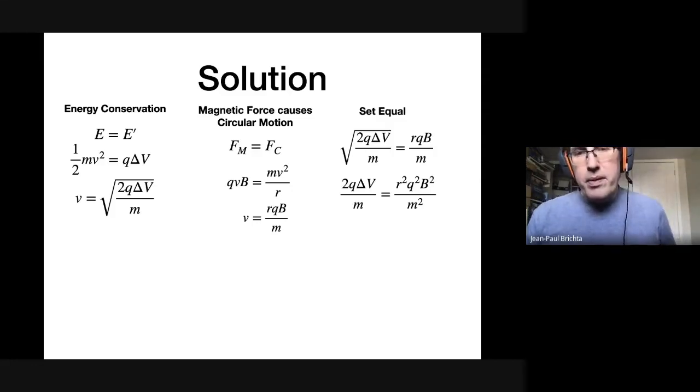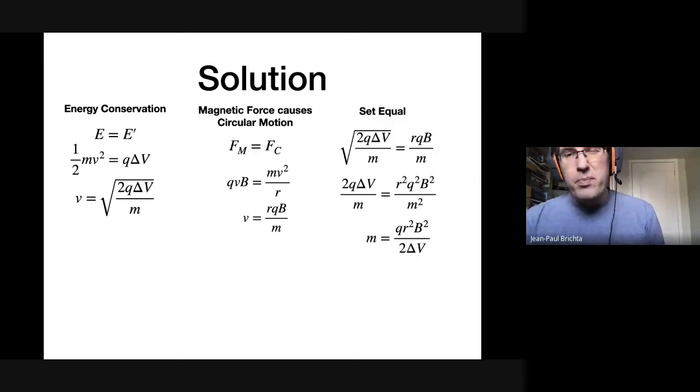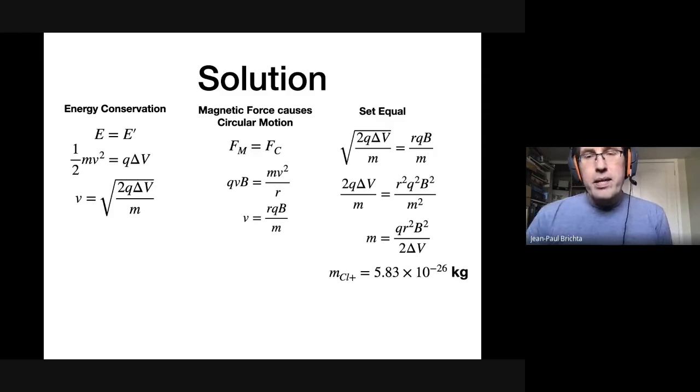So this is a bit of a mess here, but if we square both sides, then you can see a couple of cancellations will occur. We can divide one of the charges from both sides, and we can divide mass from both sides. And so we get this nice expression. Well, it's not that nice, but you know what I mean. We get a nice closed form expression for the mass, which is equal to charge times radius squared times magnetic field squared divided by 2 times the potential difference. And we have all those numbers, and if we plug them in, we get that the mass of the chlorine plus ion is 5.83 times 10 to the negative 6 kilograms.